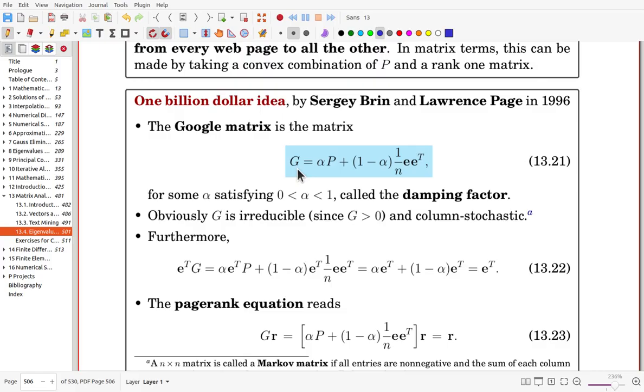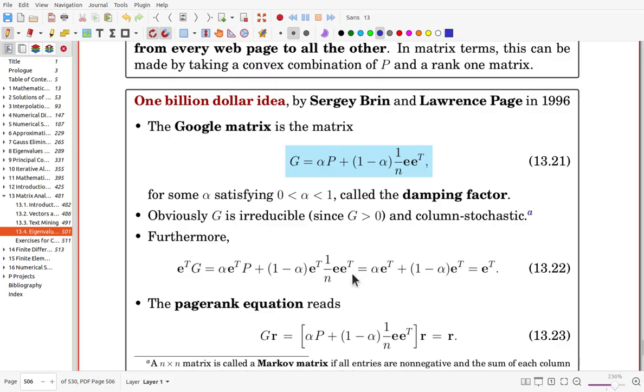Now the question is, here, is G a stochastic matrix, column stochastic matrix? That's the question. We'll check it quite easily. And anyway, alpha is called the damping factor. And in Google, we believe that alpha will be chosen to be 0.85.